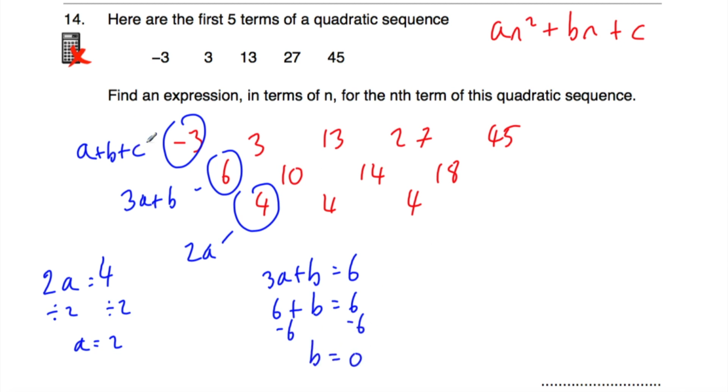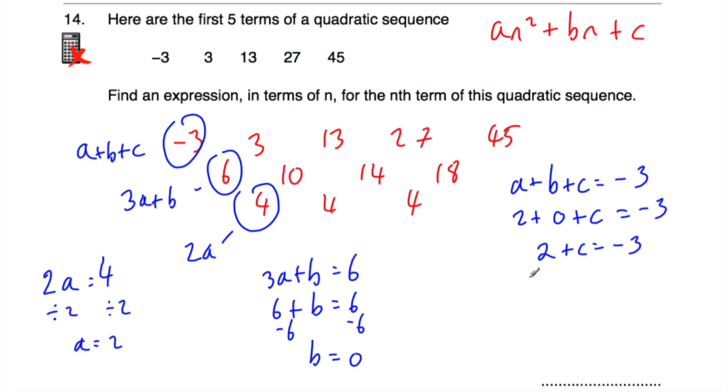And finally, we've got a plus b plus c is equal to negative 3. A is equal to 2, then we've got plus b, which is 0, and then we've got plus c, that's equal to minus 3. Now 2 plus 0 is 2. And then plus c is equal to negative 3. And then if we take away 2 and take away 2, we get that c is equal to negative 5. So it means that the value for a is 2, so it's going to be 2n squared. The value for b is 0, so instead of writing plus 0n, I'm just going to leave that term out because 0 times anything is 0.